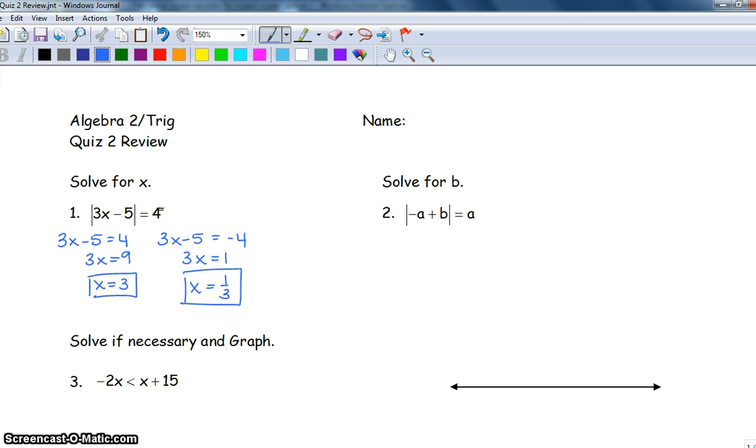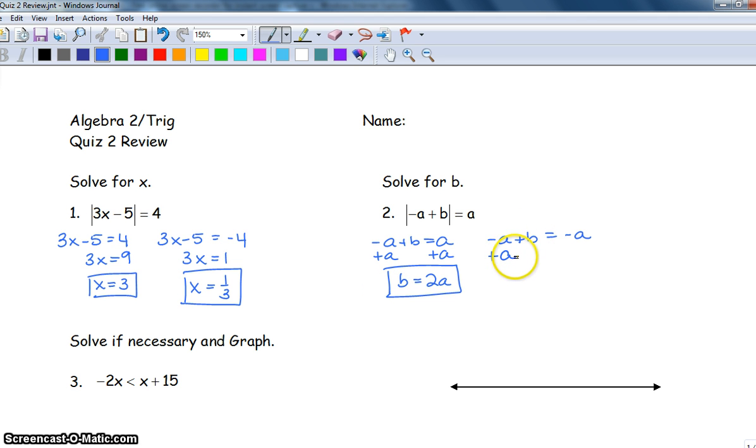And number 2, we are going to solve for the letter b. This should look familiar from your homework one night. So same thing set up, we're going to take negative a plus b, we're going to set it equal to what we're given, a positive a. Then we're going to do the equation again, and we're going to set it up to the opposite, which is a negative a. If I want to get b by itself, I'm going to move that a over, so I add a to both sides, and we find that b is equal to 2a.